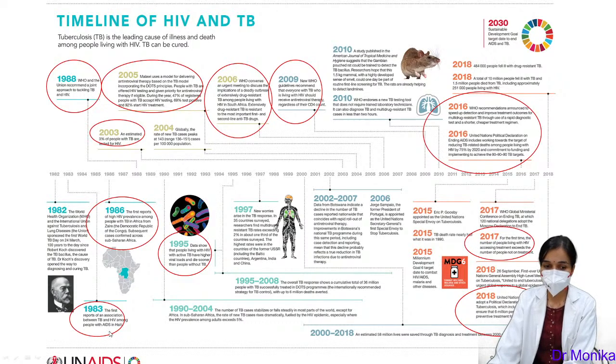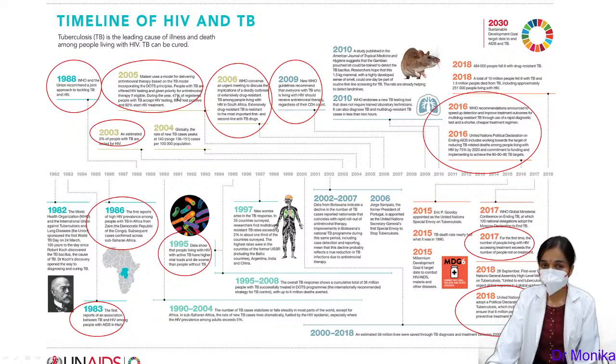The first case of association between TB and HIV among people with AIDS was recorded in 1983. In 1988, WHO first recommended a joint approach for tackling TB-HIV infection. In 1986, the first report of high HIV prevalence among people with TB in Africa was noted. In 1995, data showed that people living with HIV with active TB have higher viral loads and die sooner compared to people without TB. In 2003, it was estimated that 3% of people with TB were tested for HIV.